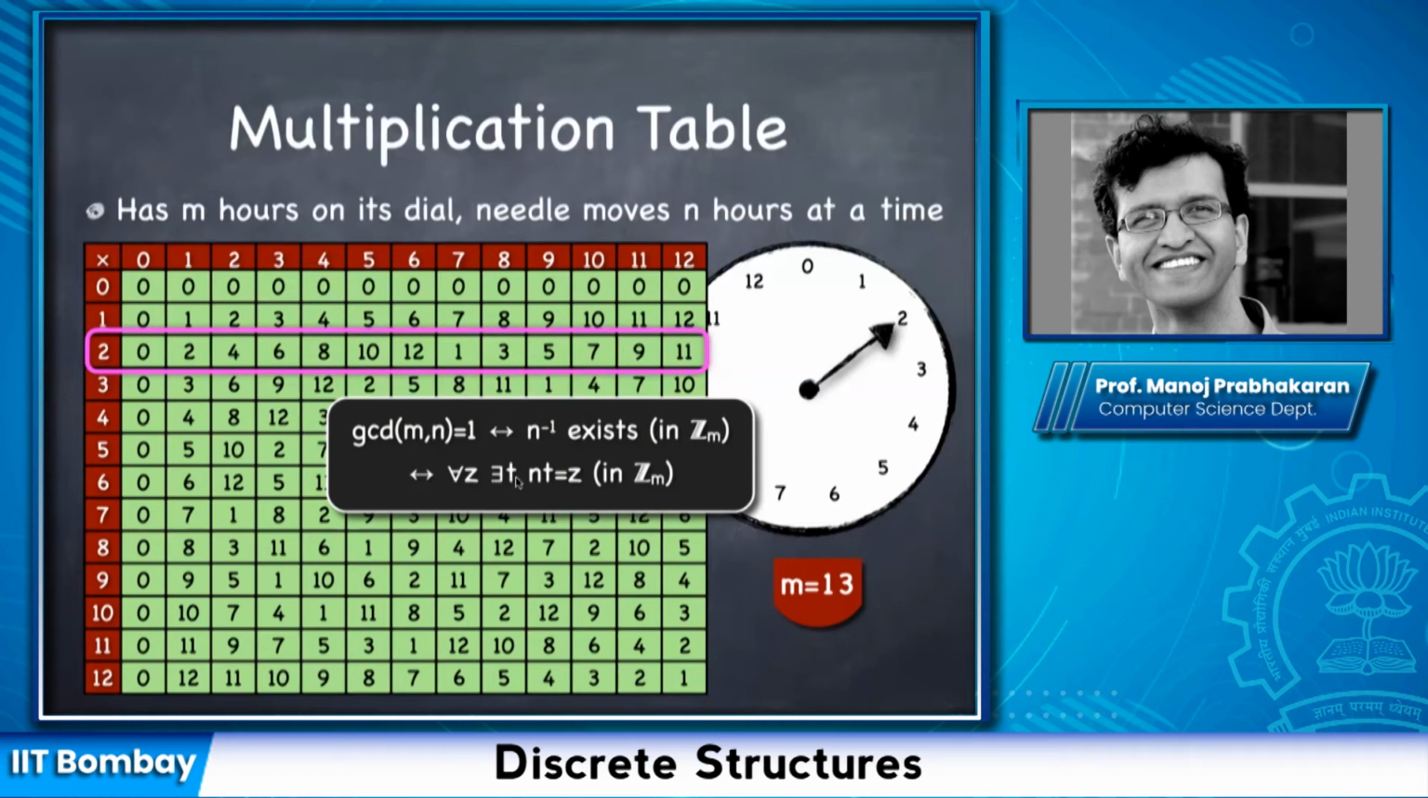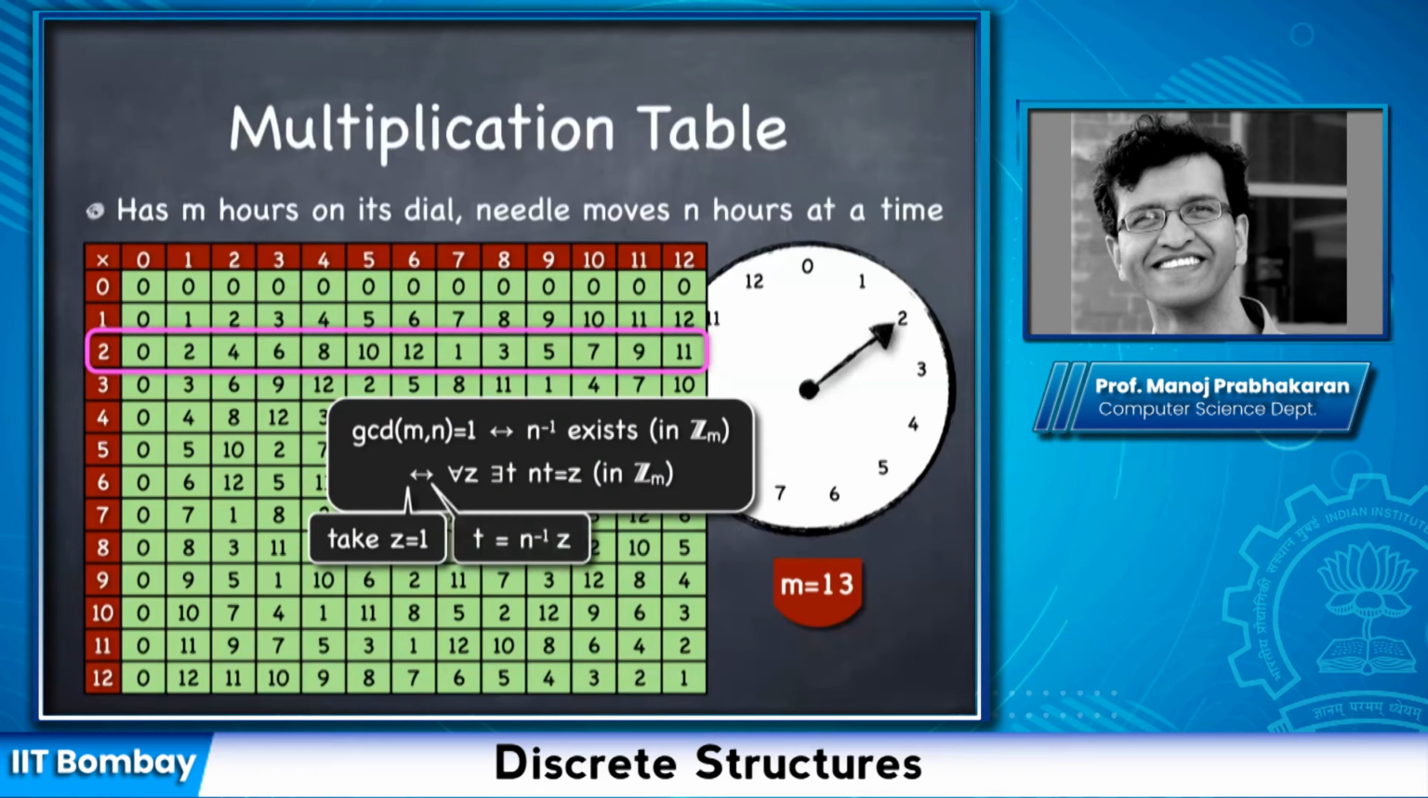Let me just show that these two are actually saying the same. So one direction is pretty easy. If for every z this is true, then in particular for z equal to 1 it is true. And what does it mean to be true for z equal to 1? So nt equals 1. There is a t such that nt equals 1. That's the definition of n inverse, the multiplicative inverse, right? So you can take z equal to 1, and the corresponding t is the multiplicative inverse of n.